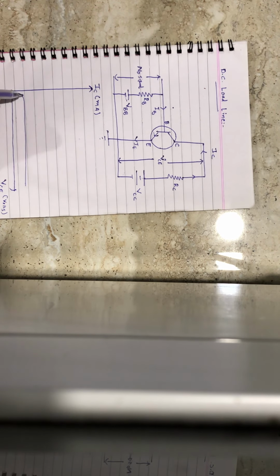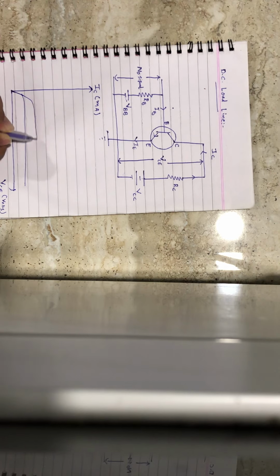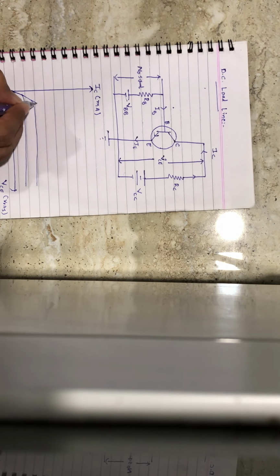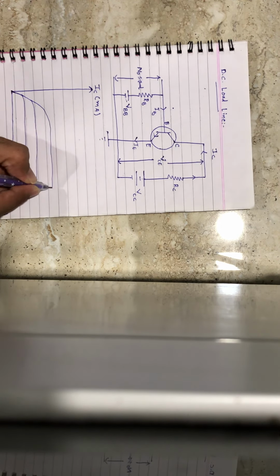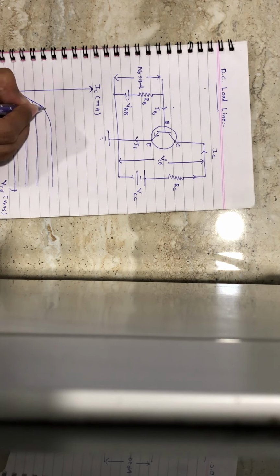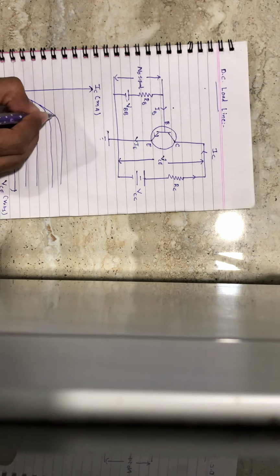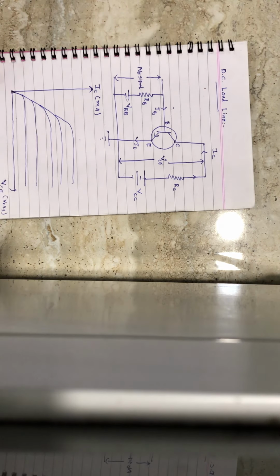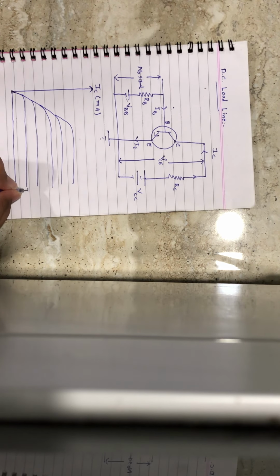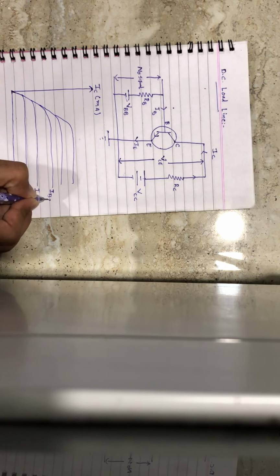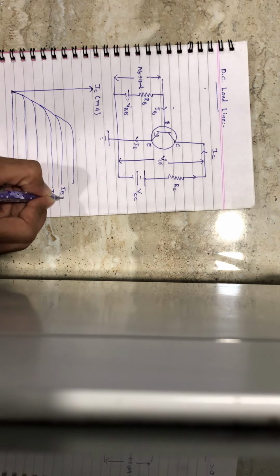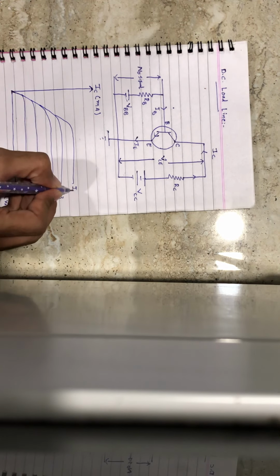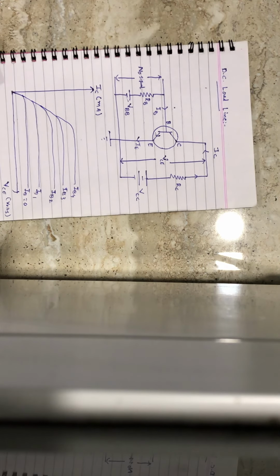Like this, like this, like this, and like this. Suppose I start, this curve is mainly due to IB equals 0. This one is IB1, IB2, IB3 and IB4.